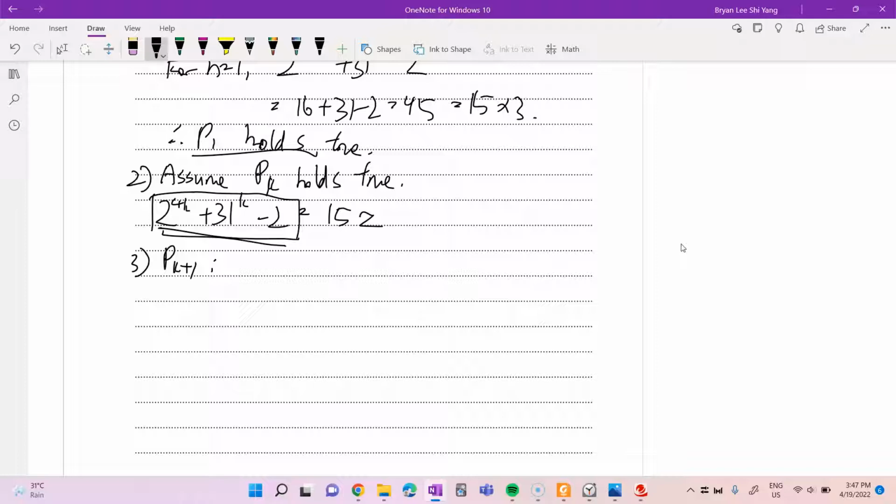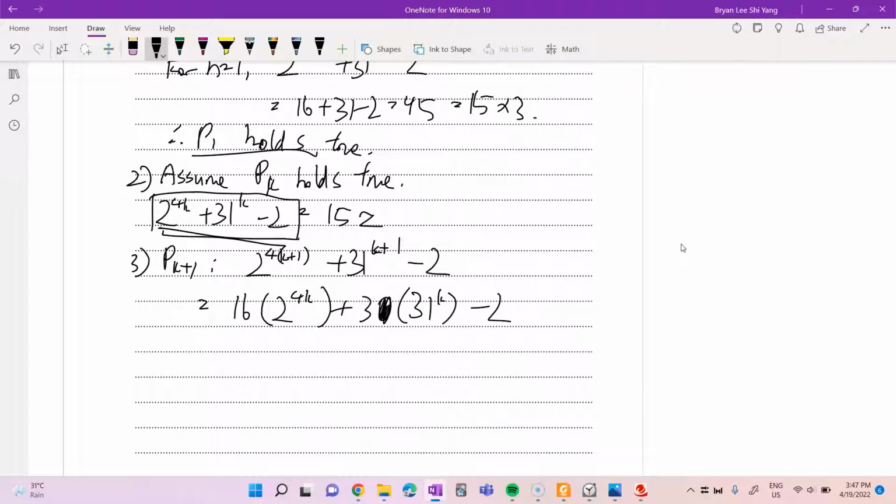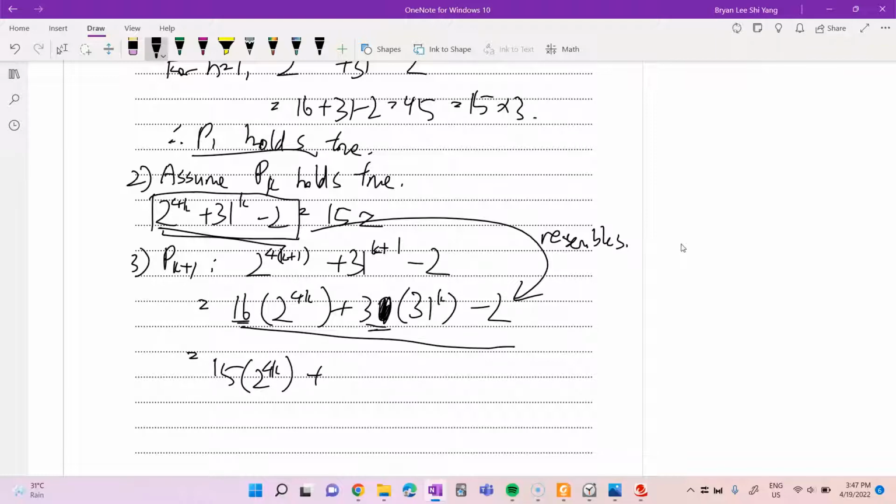So for P(k+1), what we have here would be 2 to the 4(k+1) power plus 31(k+1) minus 2, which would be equal to 16 times 2 to the 4k plus 31 times k minus 2. So from here we want to make something that resembles this. Okay, so what I could do is I could take out 15 of these, 15 times 2 to the 4k power. I could also take out 30 of these.